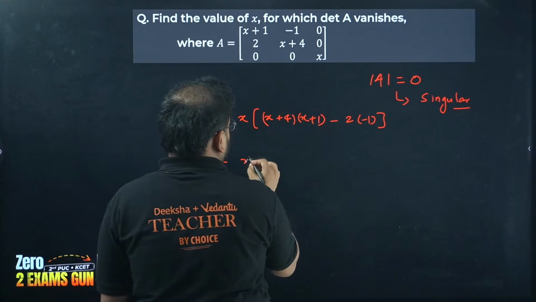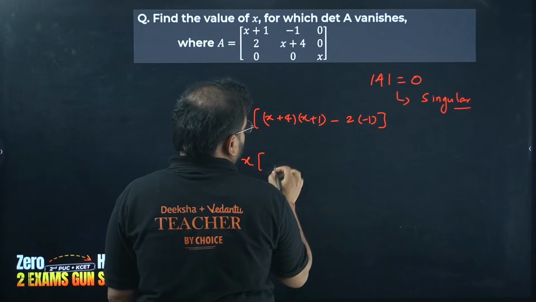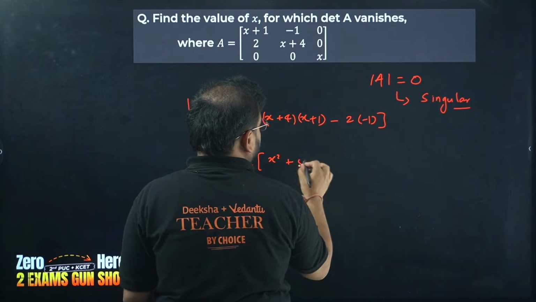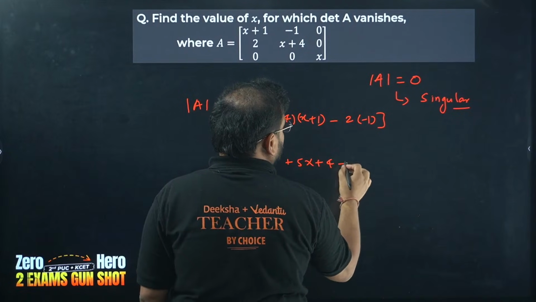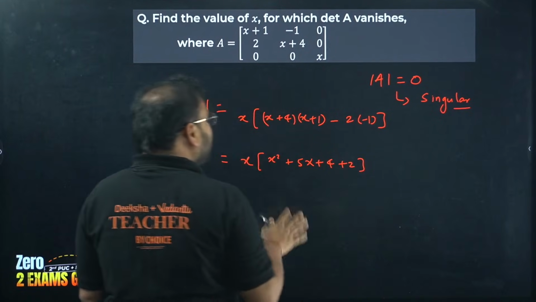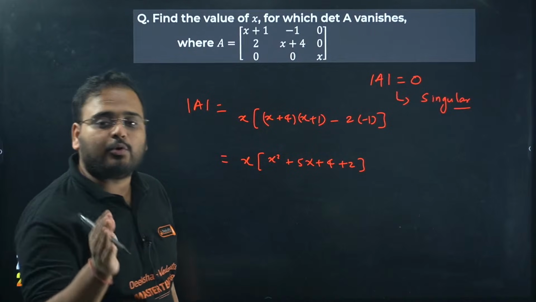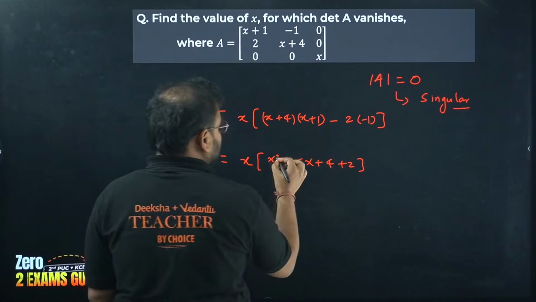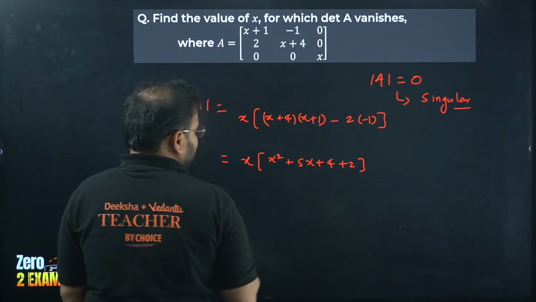Let's check. So we get over here, check this out. We have x square plus x plus 4x, which becomes 5x plus 4, and plus 2. Anybody who has confusion about how I did it, you can do your own expansion. That much you've learned in grade 8 and grade 9 only: factorization and expansion of algebraic expressions.